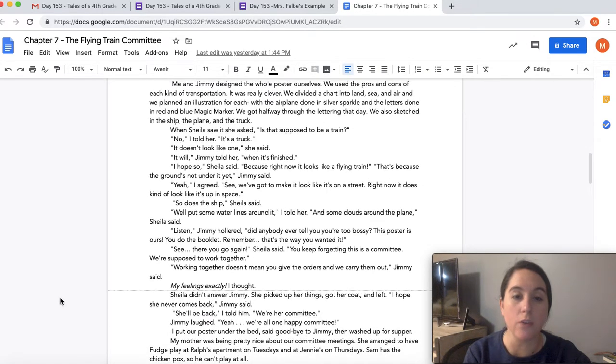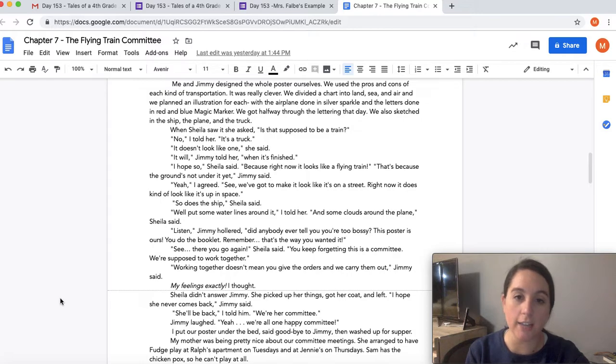Me and Jimmy designed the whole poster ourselves. We used the pros and cons of each kind of transportation. It was really clever. We divided the chart into land, sea, air, and we planned an illustration for each, with an airplane done in silver sparkle and the letters done in red and blue magic marker. We got halfway through the lettering that day. We also sketched in the ship and the plane and the truck.